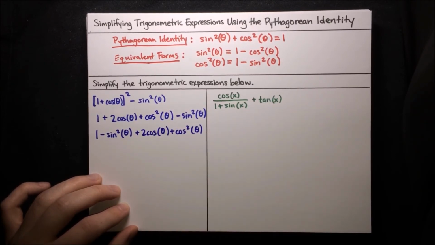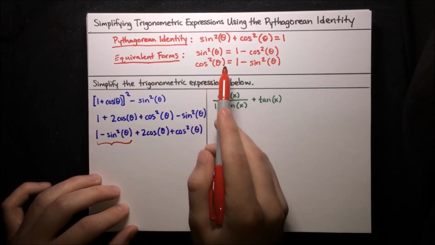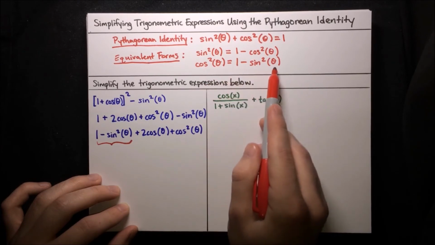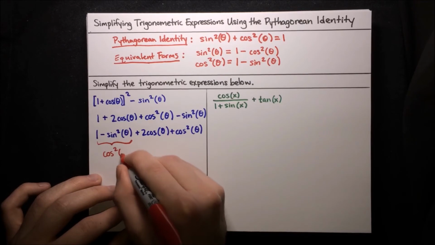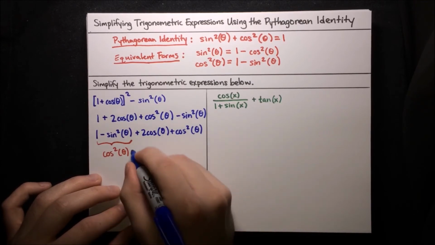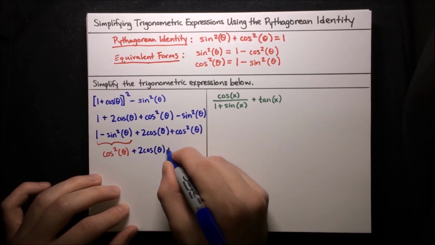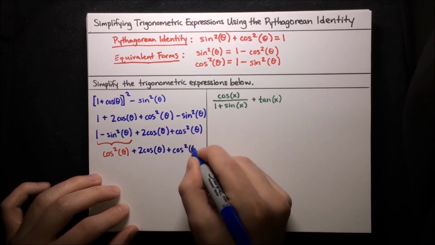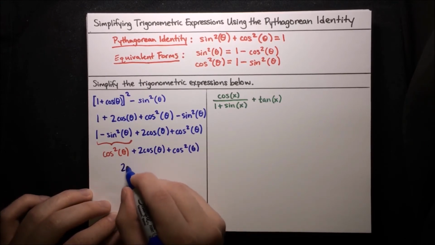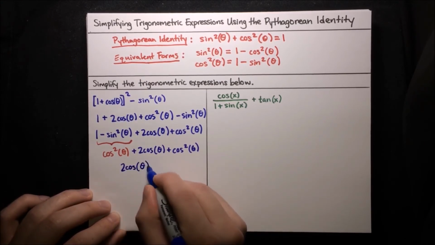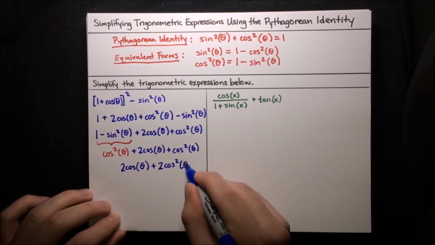And the reason for doing that is that this 1 minus sin² θ is an equivalent form of the Pythagorean identity. 1 minus sin² θ is just cos² θ. So this is really just cos² θ. And then we've got the rest of our terms, so plus 2 cos θ, and then plus another cos² θ. So combining like terms here, we really have 2 cos θ plus another 2 cos² θ.